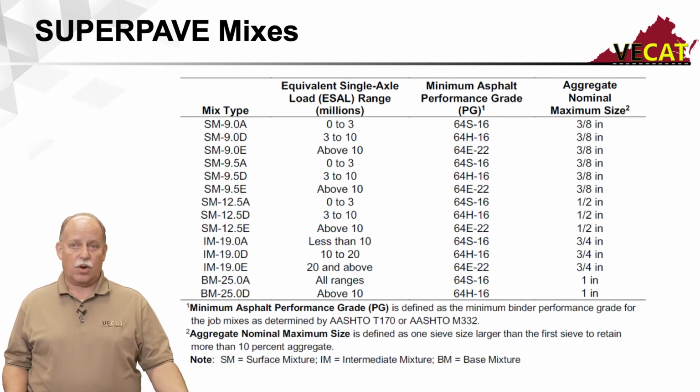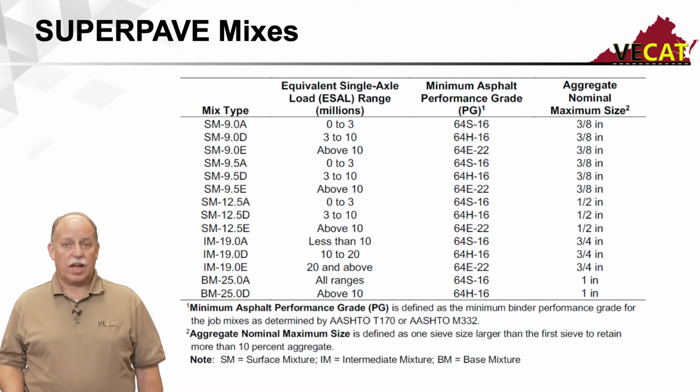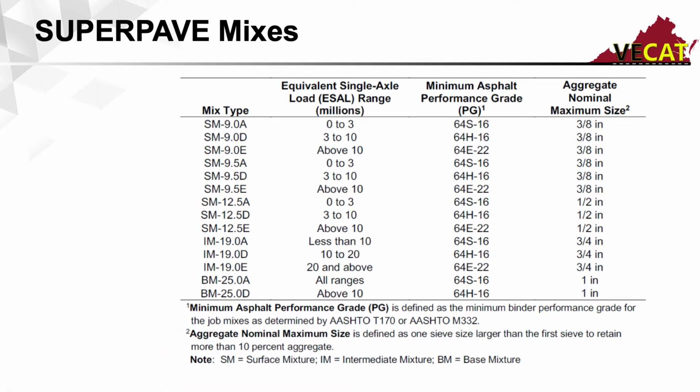You carry that chart all the way down, and you'll see for our surface mixes, if you've got an SM 12.5E, that's when you have that equivalent single axle load range above 10. And then you have that performance grade, again, I spoke of earlier, of 64E-22, and it uses a nominal maximum size aggregate of 1/2 inch.